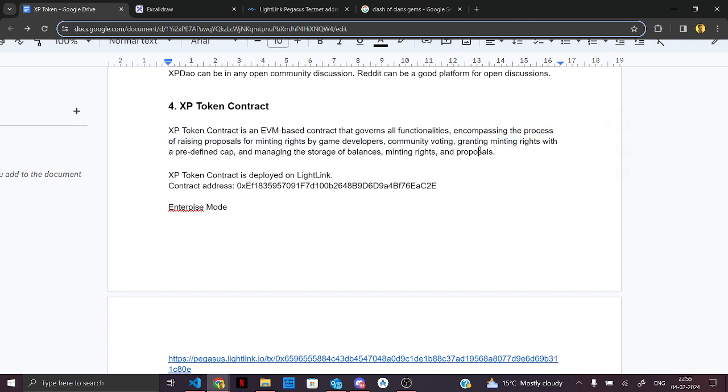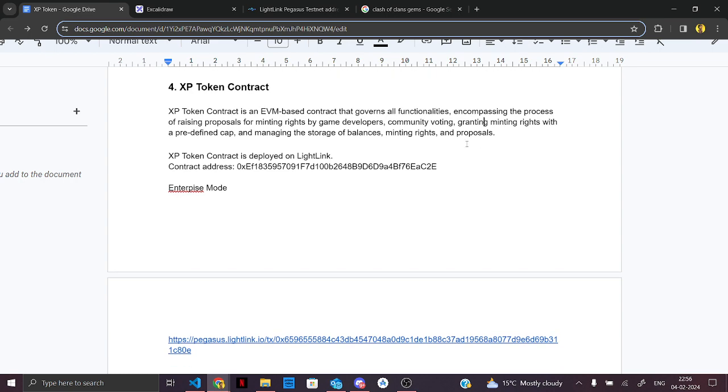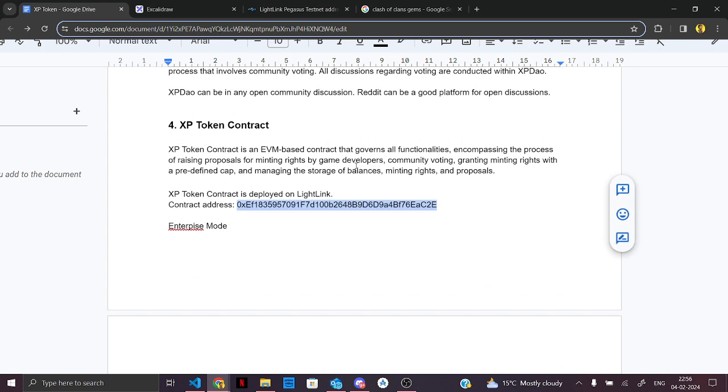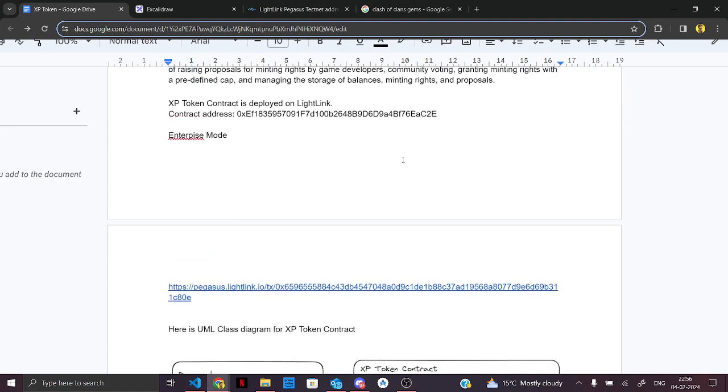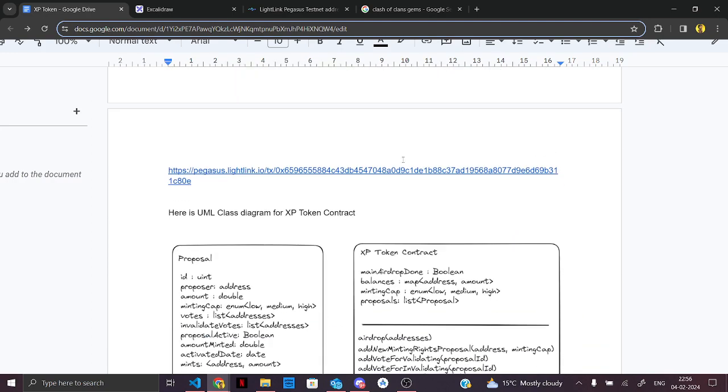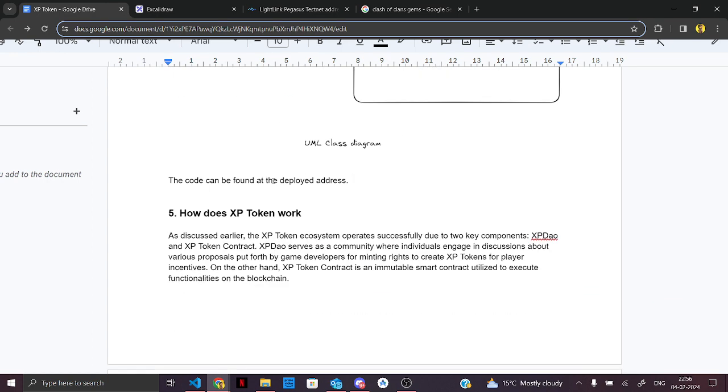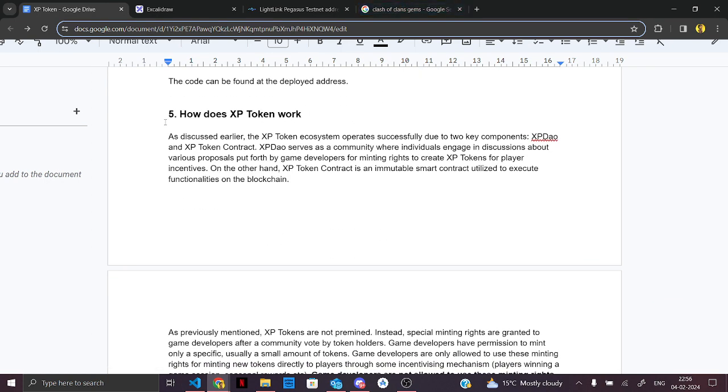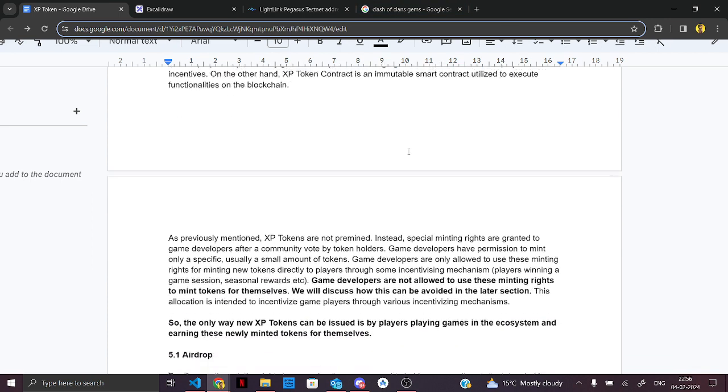Community voting and granting minting rights are some of the few pillars why XP token can have real-world value, and why it can become a standard. As I told, this contract is deployed, you can look into it. We have also broken down the code, and now I'm going to explain how the XP token ecosystem actually works. So this is the UML diagram. Now, how does XP token actually work?